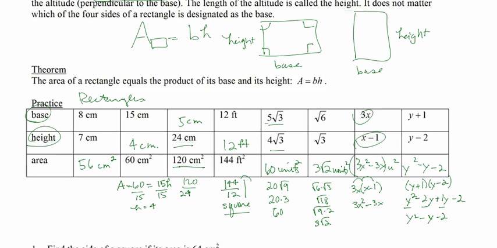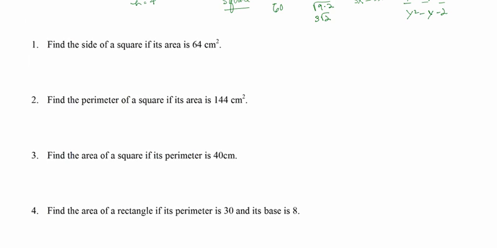units squared. Alright, next, find the side of a square if its area is 64 centimeters squared. Okay, so we know that the formula for the area of a square is side squared. So basically we know that 64 equals s squared. How do you get rid of a square? Well, you square root both sides. So s equals 8. And there's no need for a plus or minus here because we're talking about lengths. And I do want to report this in the proper units, which looks like centimeters.